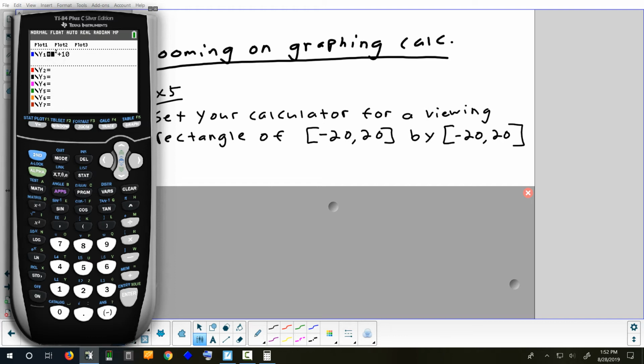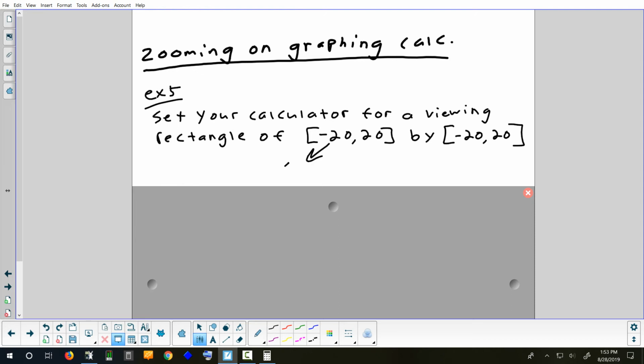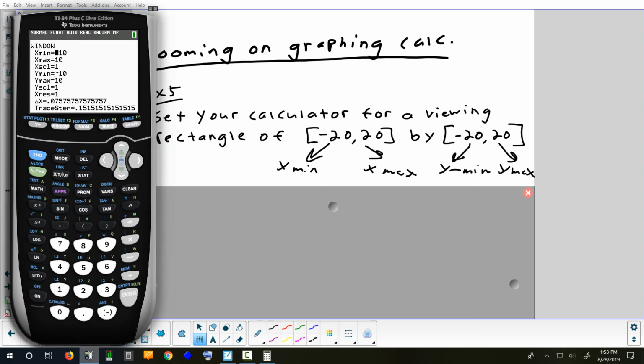So, if you press the window button, you can change where you want your axis minimum and maximum to be. So, this is x min, x max, y min, y max. That's always the order. X min max, y min max. So let's put them in. -20 to 20. And most of the time, this is something you have to figure out. I mean, they may give you a window to practice, but a lot of times you need to figure out what your window should be. And there's more than one right answer. Basically, the answer to this one is find me a window that shows me the parabola.